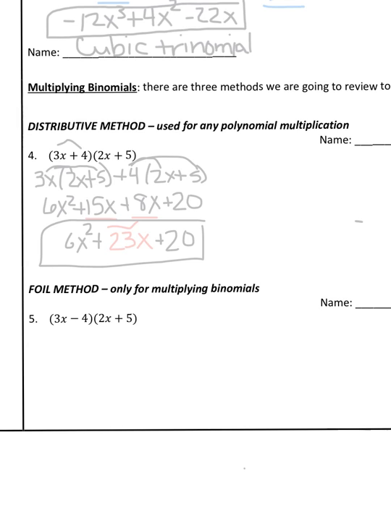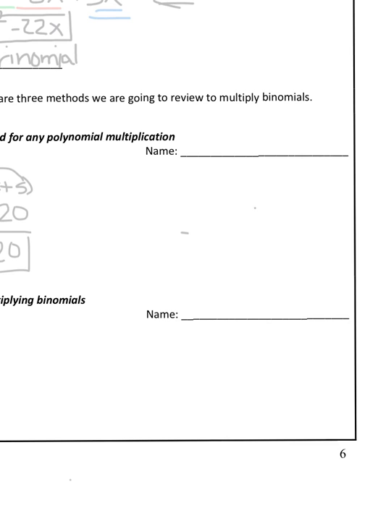If we're going to name it here, we have the highest power is 2, so that means it's a quadratic. There's 1, 2, 3 terms. That means I'm going to move over here and I'm going to name it. It is a quadratic trinomial. It's a quadratic because it's to the power of 2. It's a trinomial because it has 3 terms.